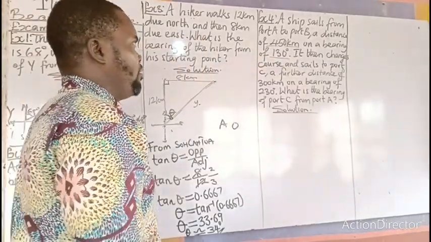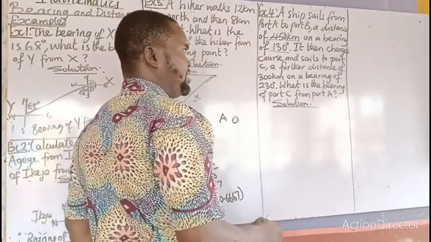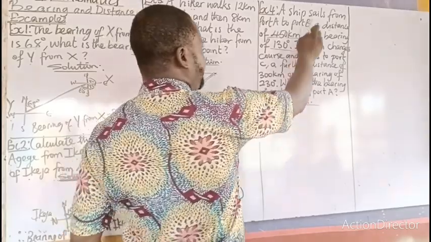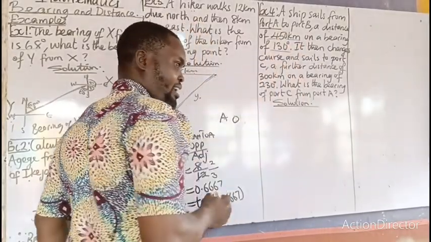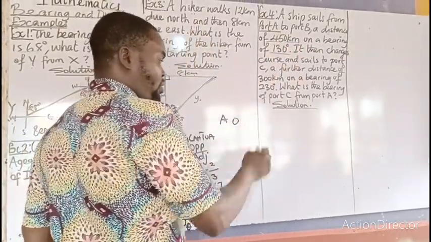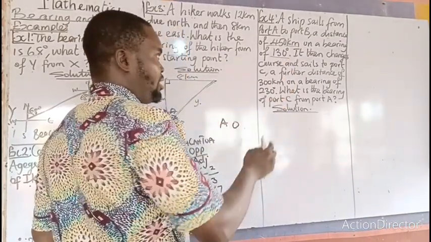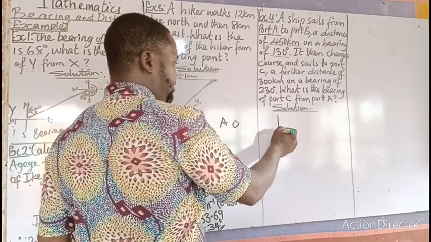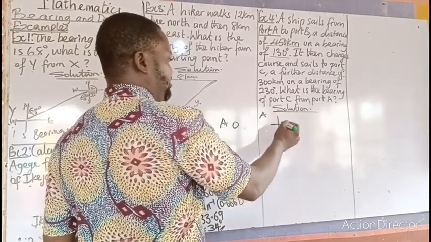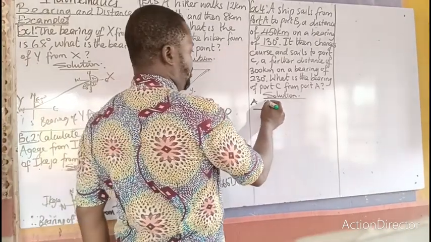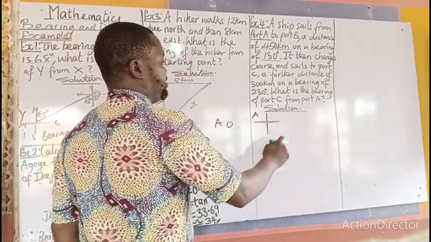Are you seeing it? Where did the ship leave from? Did it leave A or B? He said a ship sails from port A. From port A. That means A is where we are starting from. And on A, we are drawing what angle? Angle 30 degrees. So we have point A, then we are drawing an angle.